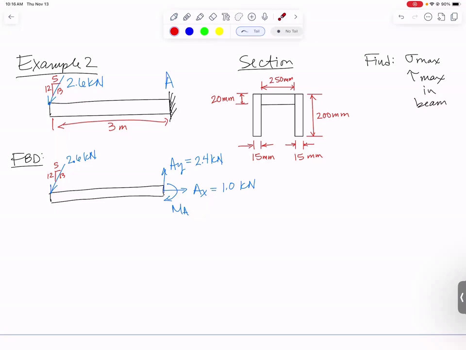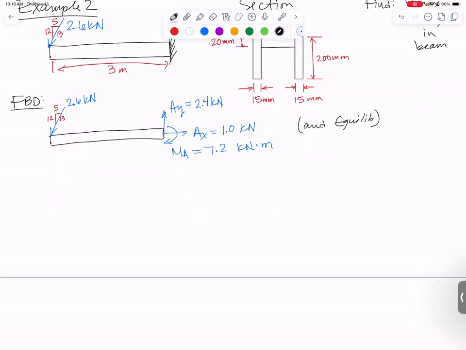And the moment about point A has to exactly counteract the moment that the vertical component of this force causes about point A. So you take that vertical force, 2.4 kilonewtons, multiply it by how far away it is, 3 meters, and you get that MA is acting in the correct direction on my drawing. It is 7.2 kilonewton meters in magnitude. So I just did the free body diagram and equilibrium. Next, shear force and bending moment diagrams.